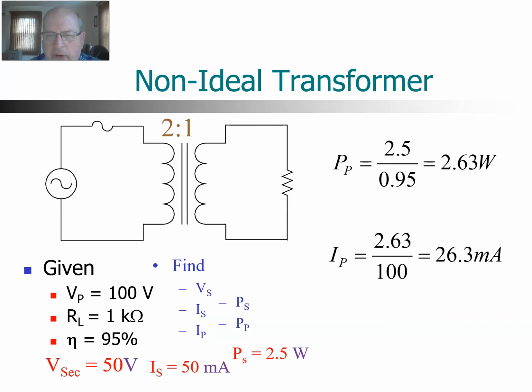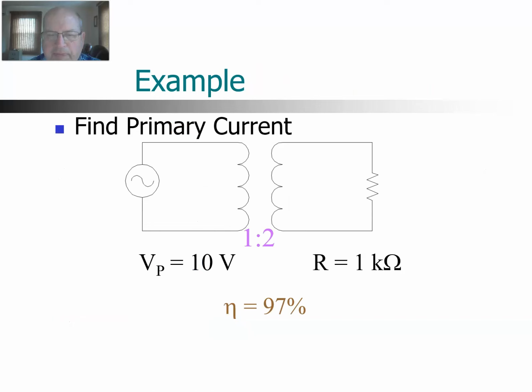Put aside those values we had earlier, and now we can also find the primary power and from that primary current. So 2.63 watts we just found. Divide that by 100 in order to get the current. 100 is our voltage. Ohm's law here gives us 26.3 milliamps.